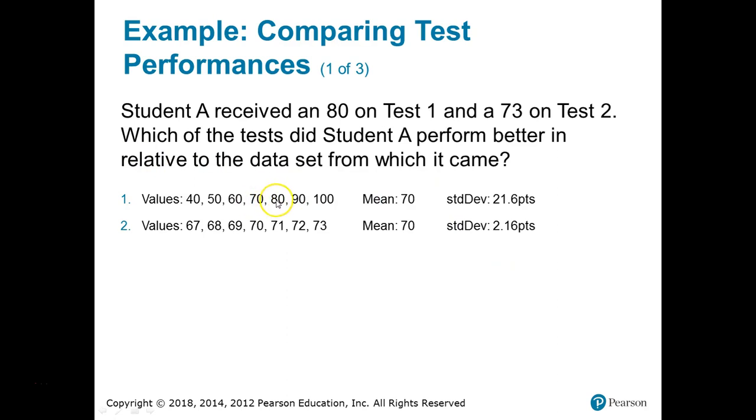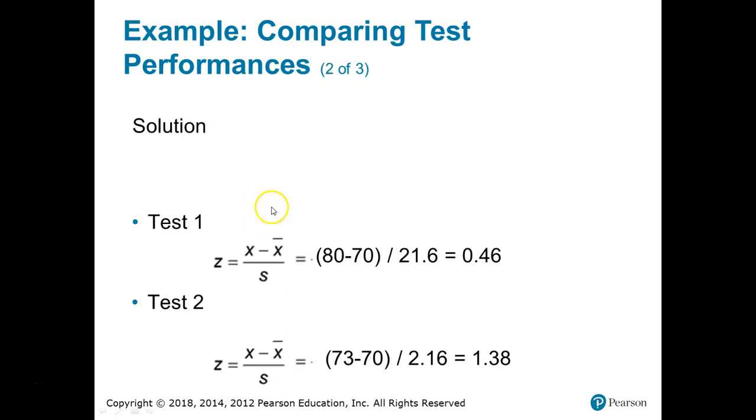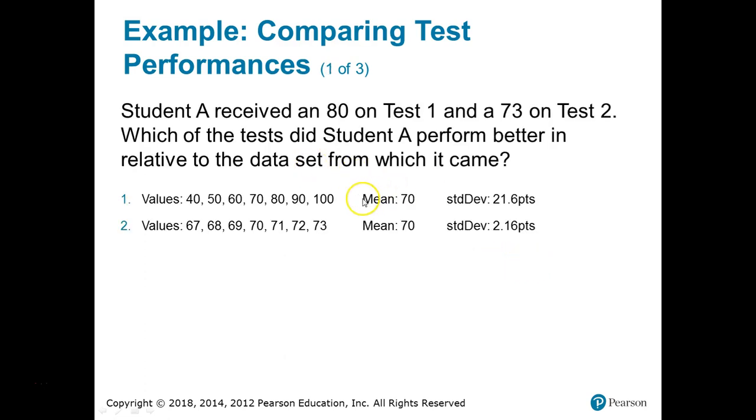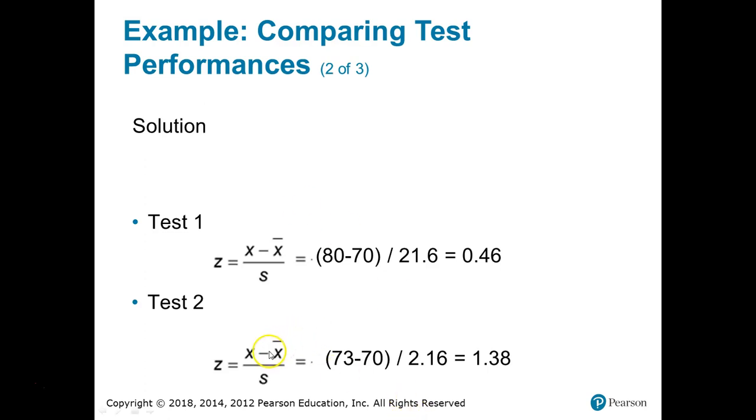One more time. 80, the score that she got, is 0.46 standard deviations away from the mean, which is 70. So let's look at test 2, and we'll do the same thing. The mean is also 70, and she scored a 73 on that test. So 73 minus 70 is 3, divided by the standard deviation of 2.16, and her z-score is 1.38.